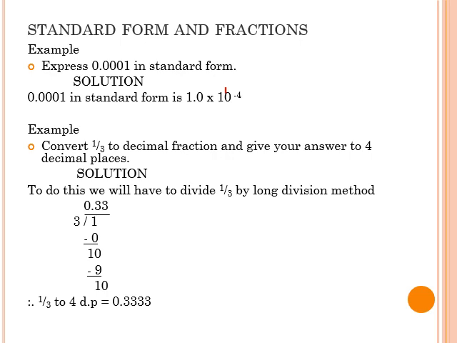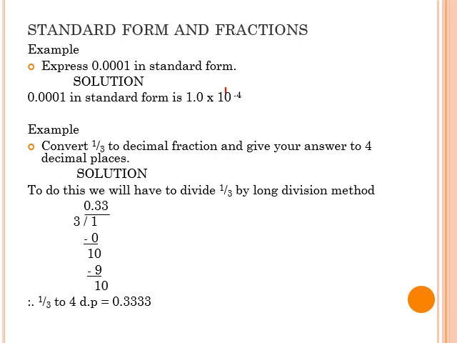Why? Because that's the number of decimal places we have moved the point. 1, 2, 3, 4 to behind 1. So it was minus 4. Good. So the next example says convert 1 over 3 to a decimal fraction and give your answer to 4 decimal places.